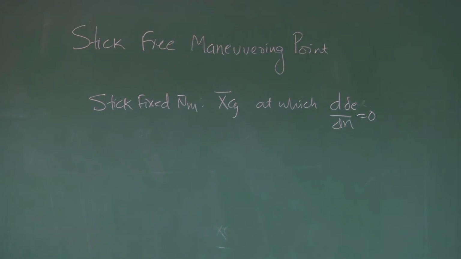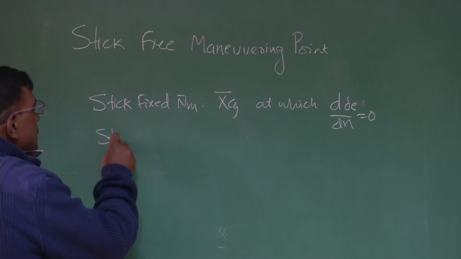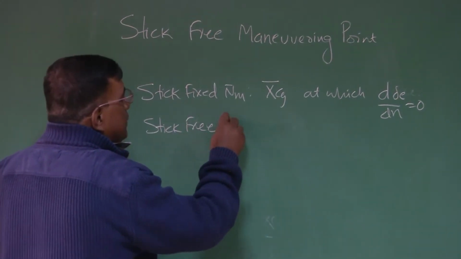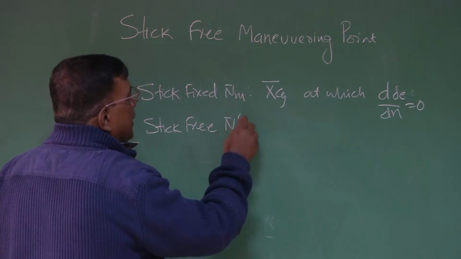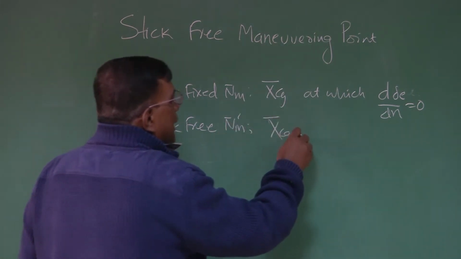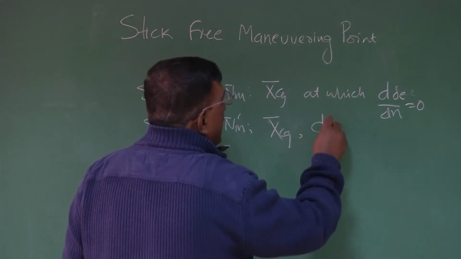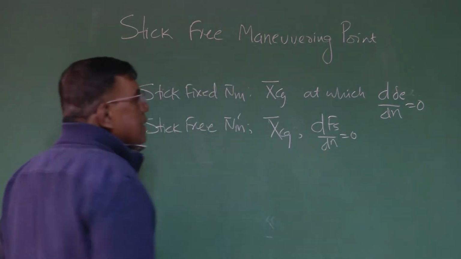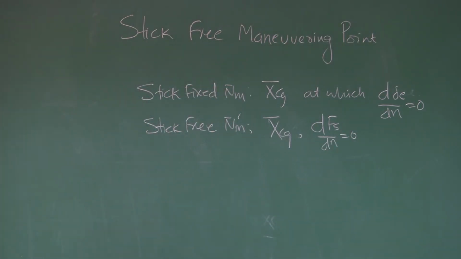Isn't it? That is how we did. Now if we look for the stick-free maneuvering point, stick-free NM bar prime, that is the XCG location at which dFs by dn equals 0. What is n here? It is the load factor. So what sort of experiment do we do?